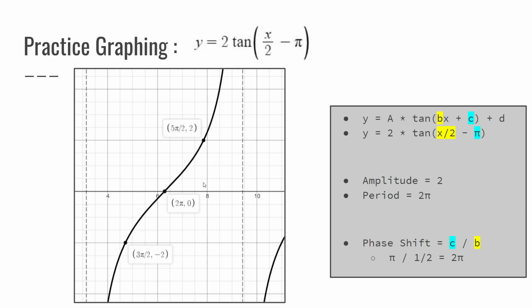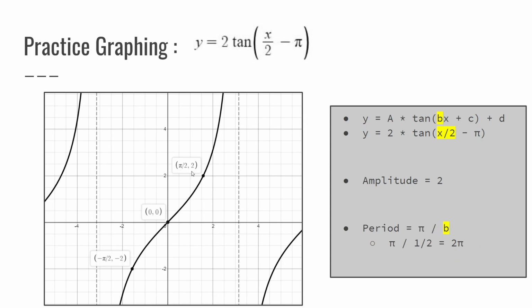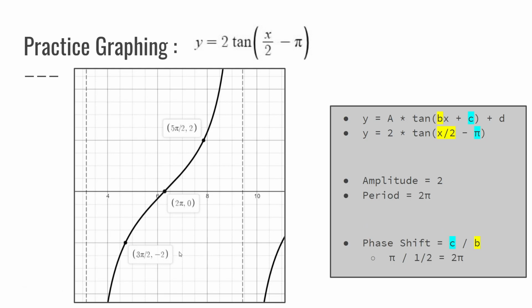And finally, we have the phase shift. For the phase shift, we just divide c by b to get our value, and c is just pi, so pi over 1/2 becomes 2 pi. Because we're subtracting pi, we do the opposite, so it's actually a plus. That means that we're moving it 2 pi to the right. That means that our center point is no longer 0, 0. It is now 2 pi comma 0, and then we just add 2 pi to each other point, so pi over 2 becomes 5 pi over 2, and negative pi over 2 becomes 3 pi over 2. And that is it for the tangent graph as well.